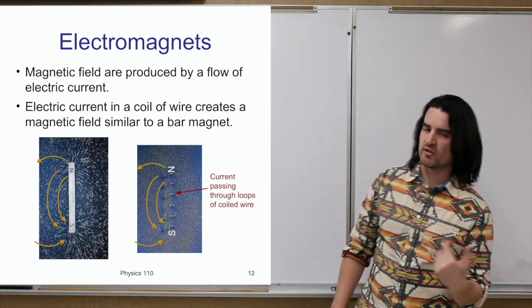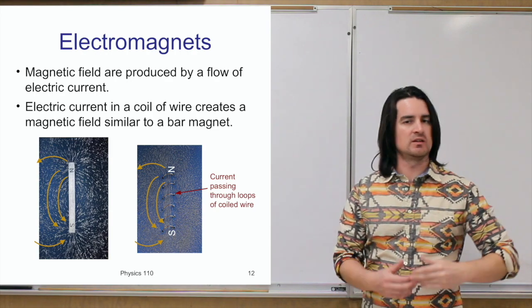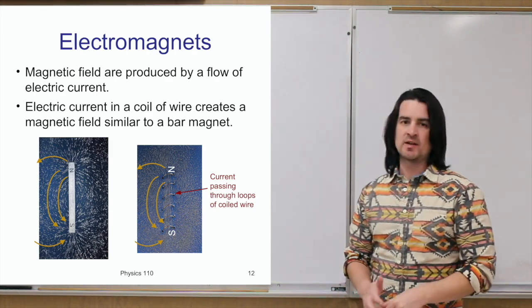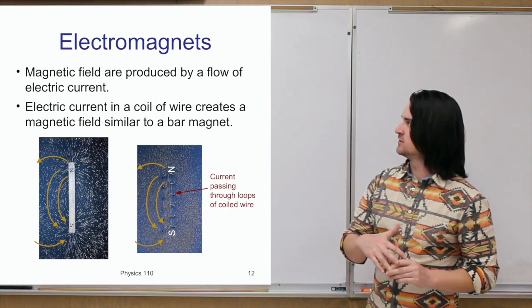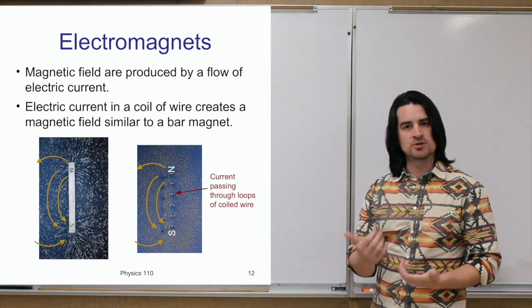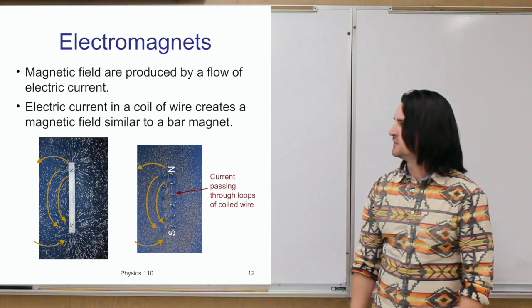So now that we're clear that any electric current, being a flow of electric charge and movement of electric charge, will create a magnetic field, that's in turn why we are able to make things that we call electromagnets. They're essentially using electric current to create magnets.